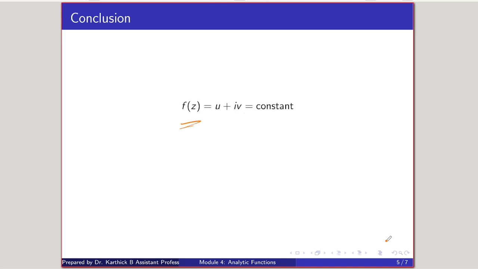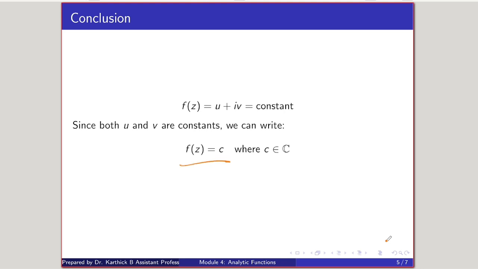We know that the function f of z can be written in the form u of x comma y plus i into v of x comma y. If I add both, definitely it must be a constant. Therefore, since both u and v are constant, we can write the function f of z as a constant. It is a complex number because there is an imaginary and a real part. So finally, we prove that f of z is a constant function.